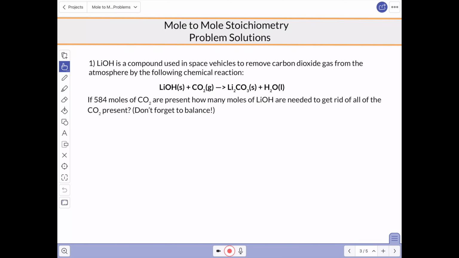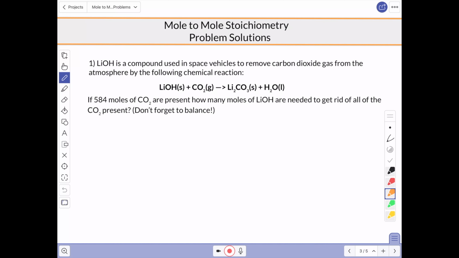Alright, so let's go over the problems that you practiced to make sure that you understand the concept of mole-to-mole stoichiometry and the mole ratio. So for our first practice problem, it said lithium hydroxide, or LiOH, is a compound used in space vehicles to remove carbon dioxide gas from the atmosphere by the following chemical reaction. So LiOH, or lithium hydroxide, plus carbon dioxide gas will produce something called lithium carbonate plus liquid water.